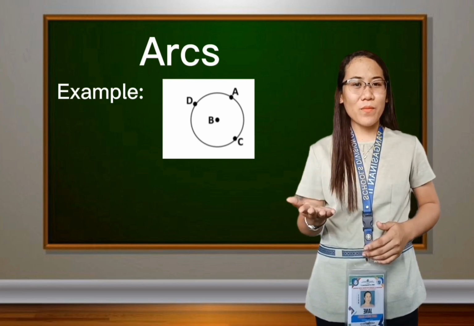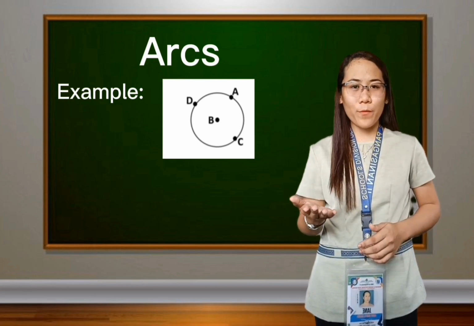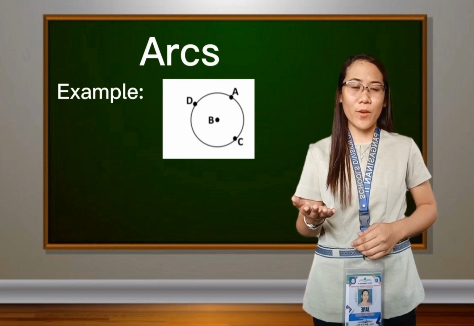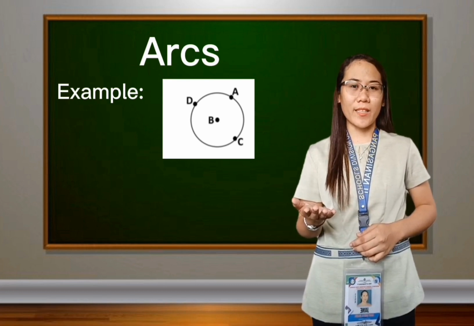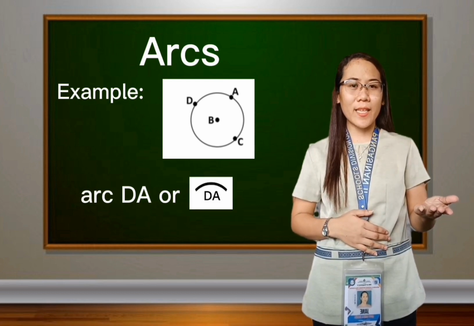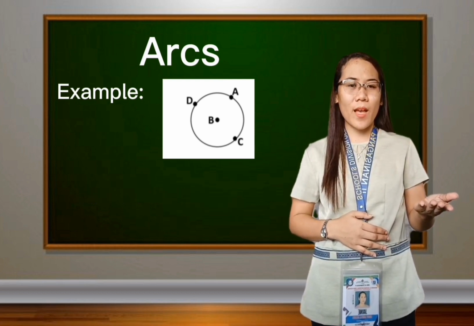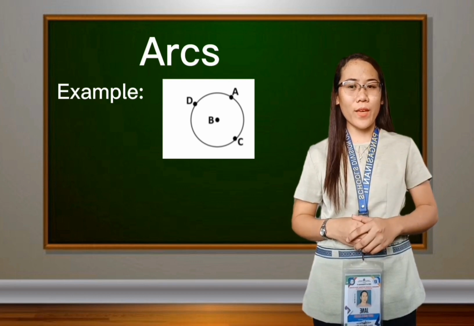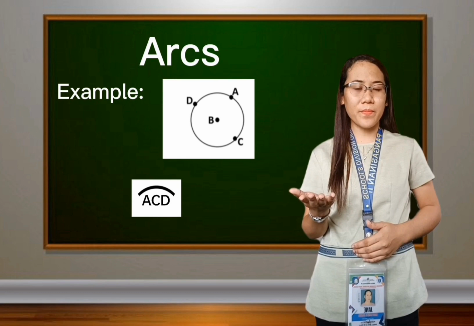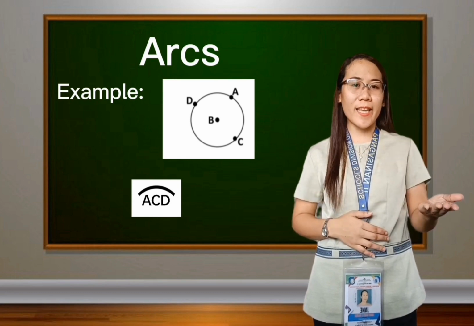Example, in this figure, the curve from point D to point A is an arc, which can be read as arc DA, or in symbol we have arc DA. Other examples in the figure are arc ACD and arc CDA.